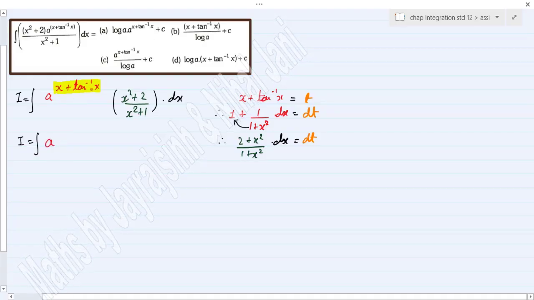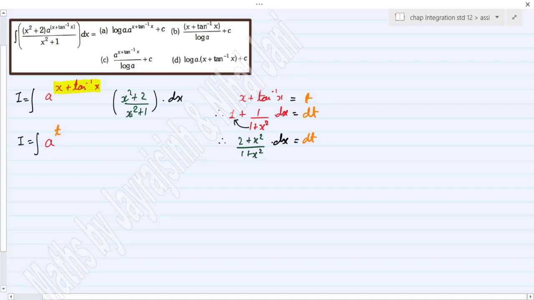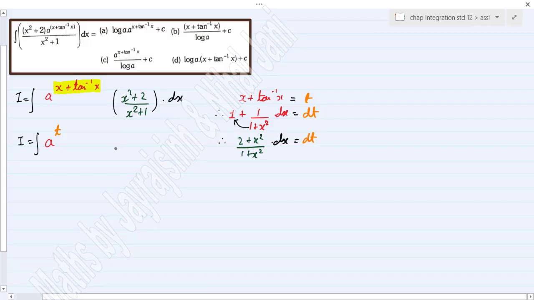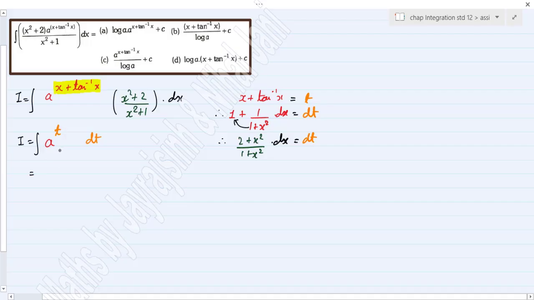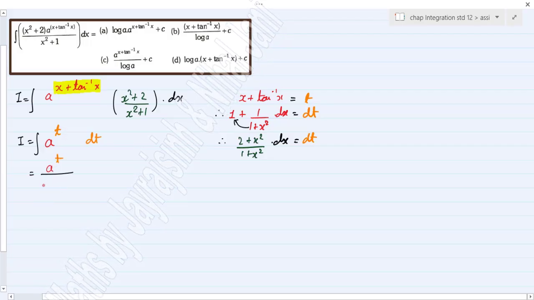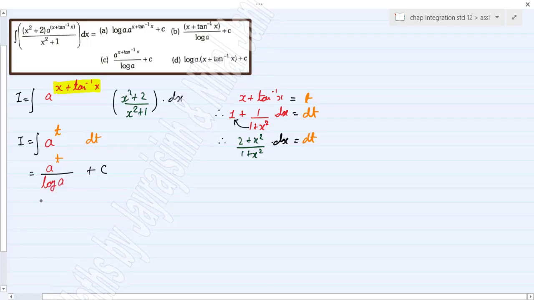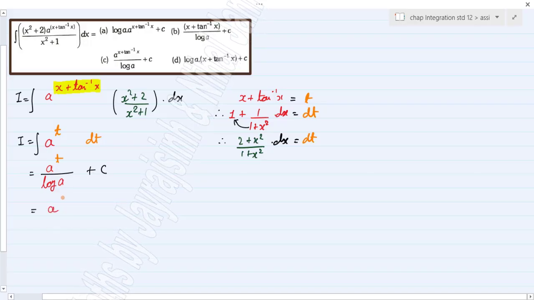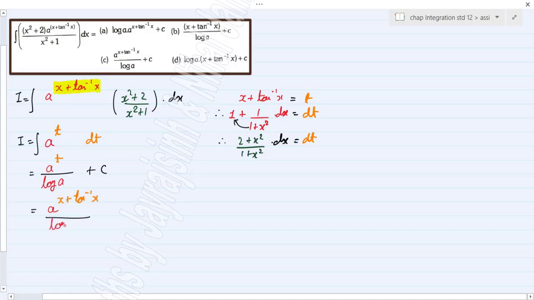A raised to x plus tan inverse x will become your t, and (x square plus 2) upon (x square plus 1) dot dx will become your dt. So we just have to integrate a raised to t upon log a plus c. And to get the final answer, just substitute the value of t, which is x plus tan inverse x.